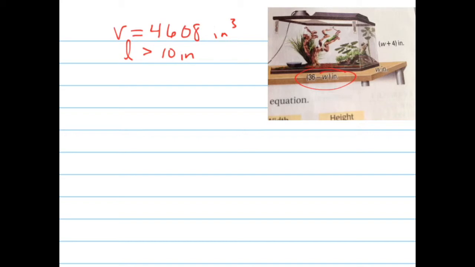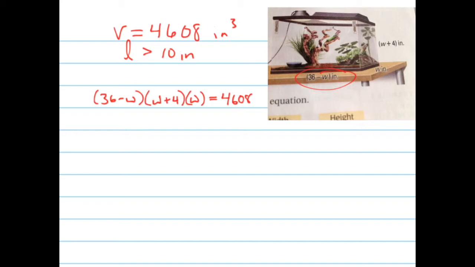Well, we know the volume. They gave us that, right? How do we find the volume of a rectangular prism? Yep, length times width times height. So that means that 36 minus W times W plus 4 times W has got to equal 4,608, because that's the volume they gave us. So our first step is going to be to multiply out everything on the left-hand side.